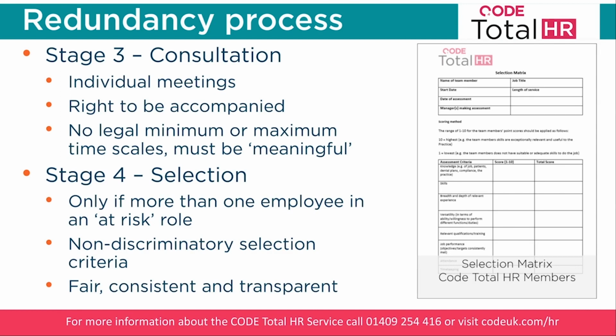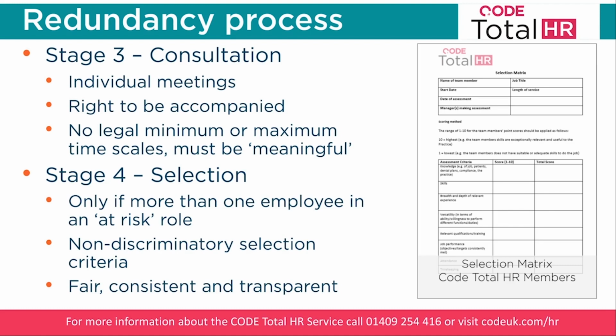So you only need to look at the selection if you have more than one employee in your at-risk role. So for example, you have identified your reception role as being at risk of redundancy. You've got 3 receptionists currently, and you might need to reduce it to 1. So by having that pool of 3 receptionists, you need to identify a fair and consistent way of selecting the chosen employees who will be made redundant.